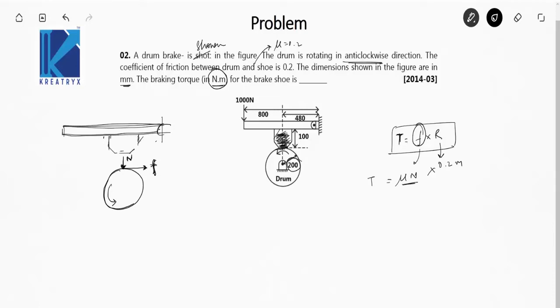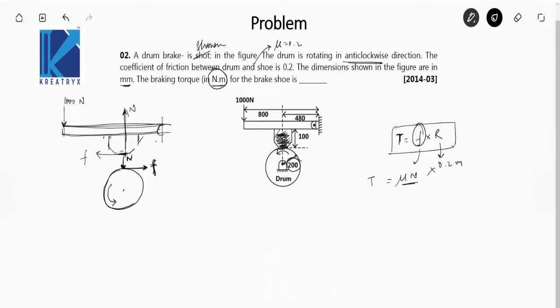Okay, so similarly there will be a normal reaction in the upward direction. And on the drum, if the friction force is in the right hand side direction, on this braking pad it will be in the left hand side direction. And there's a force that is acting here whose value is equal to 1000 Newton. So this is the FBD of the lever and the drum.